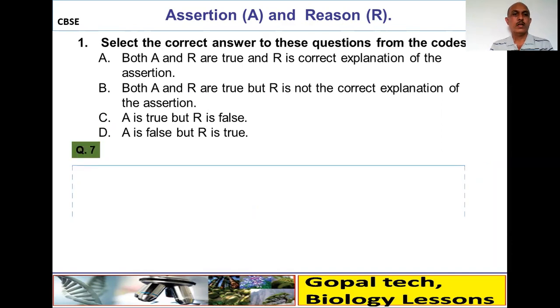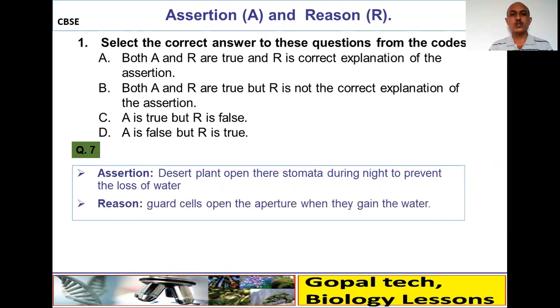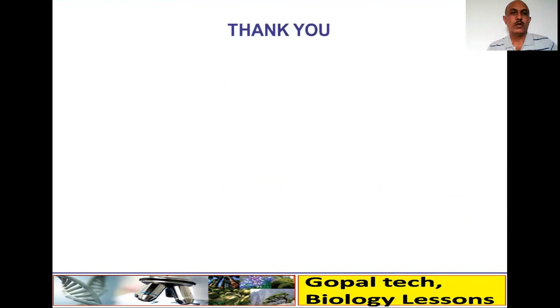7. Assertion: desert plants open their stomata during night to prevent the loss of water. Reason: guard cells open the aperture when they gain water. Pause the video, write the options, check it. Yes, so the correct option is B, both are true, but the explanation is not correct.